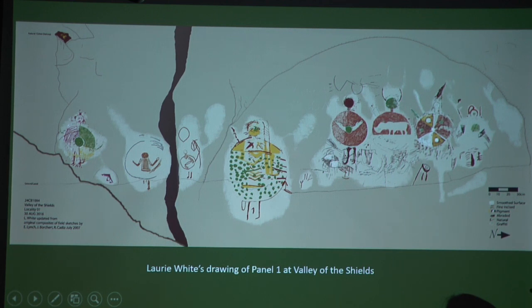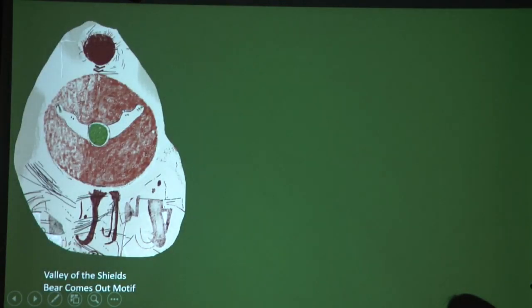And one is that this figure here is of considerable interest to everybody. You'll see him here. He's got this green spot on the inside, and this is the one we call the bear comes out motif. So in essence, what this is, is two bears coming out of a den. You have the two bears' heads. You see their eyes, you see their teeth coming out of the den. We call this the bear comes out motif.